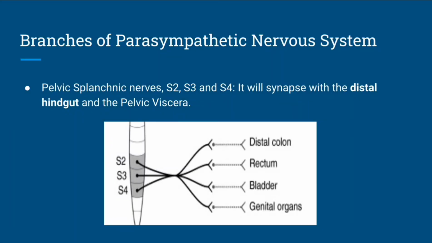The final branch of the parasympathetic nervous system is the pelvic splanchnic nerves, which are made from S2, S3, and S4, and it supplies the distal hindgut and the pelvic viscera. As you can see, it supplies the distal colon, rectum, bladder, and the genital organs. With this slide, we conclude the basic anatomy of the parasympathetic nervous system.